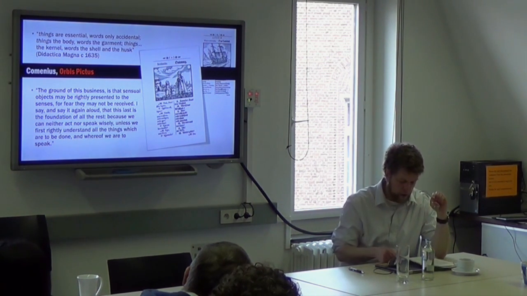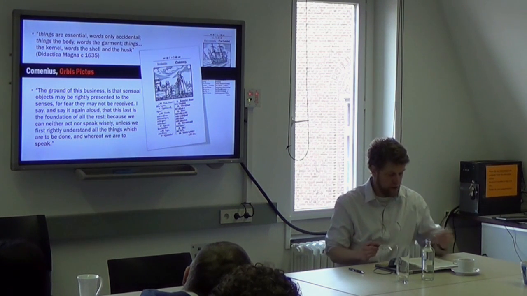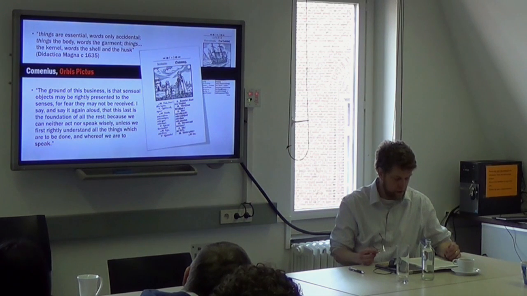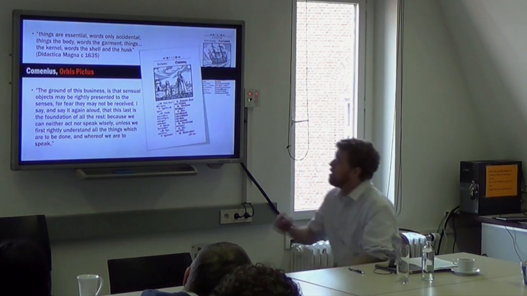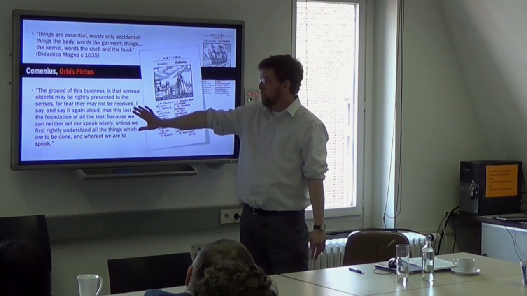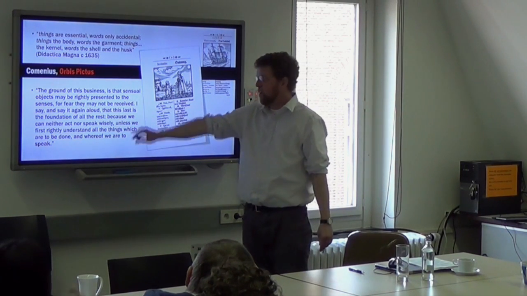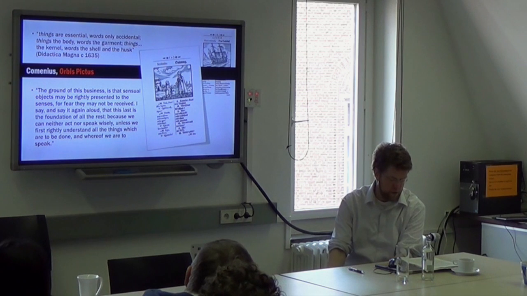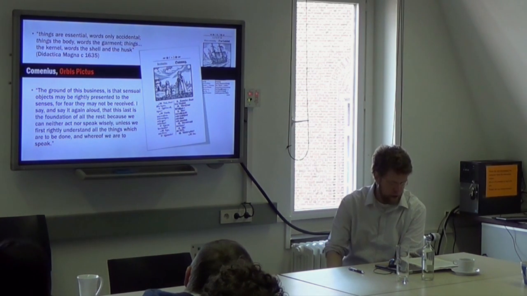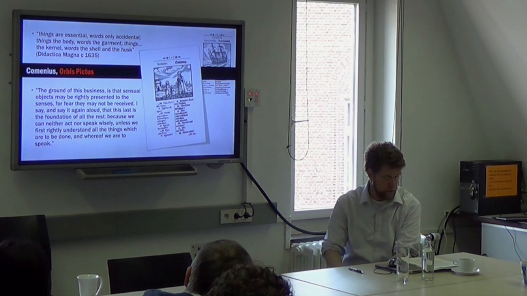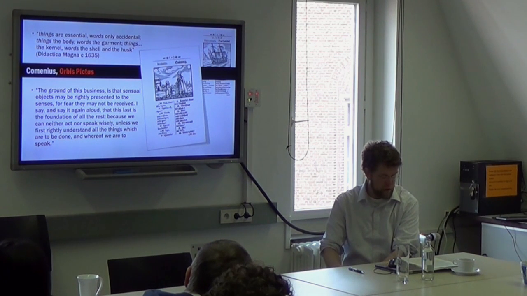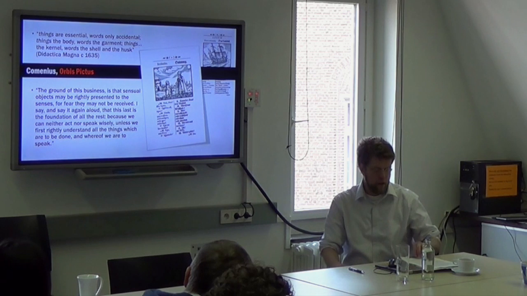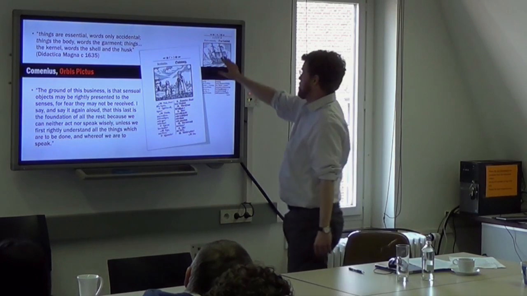It would work by progressing from the reality of things in their God-given order and structure to the rationality and order that could be realized in words and sentences. So here he's explaining, in the introduction to Orbis Pictus, and these pages are from Orbis Pictus, that the ground of his business in this book is that central objects may be rightly presented to the senses for fear that they may not be received. I say that aloud that this is the last foundation of all the rest, because we can neither act nor speak wisely unless we first rightly understand all the things which are to be done and whereof we are to speak. So what Comenius is interested in doing is in using images of different things in the world.